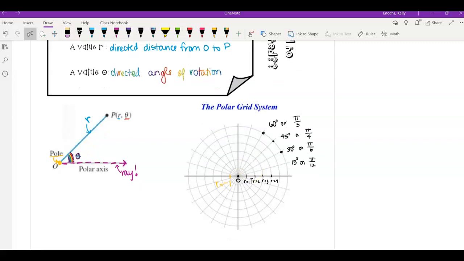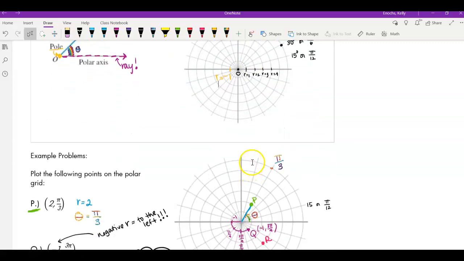Okay, all right, so let's take a look at some example problems. If our point is 2 comma pi over 3, that tells us that our r value is 2, and we are going pi over 3 in our theta rotation. So if you look at my circle over here, starting at the pole, or 0, I would go out 2, so that would put me right here on this second circle, and then I would rotate regular counterclockwise pi over 3, or 60 degrees if you're changing that to degrees. That gives my point right here on that second circle at that pi over 3 line. So that's pretty easy.